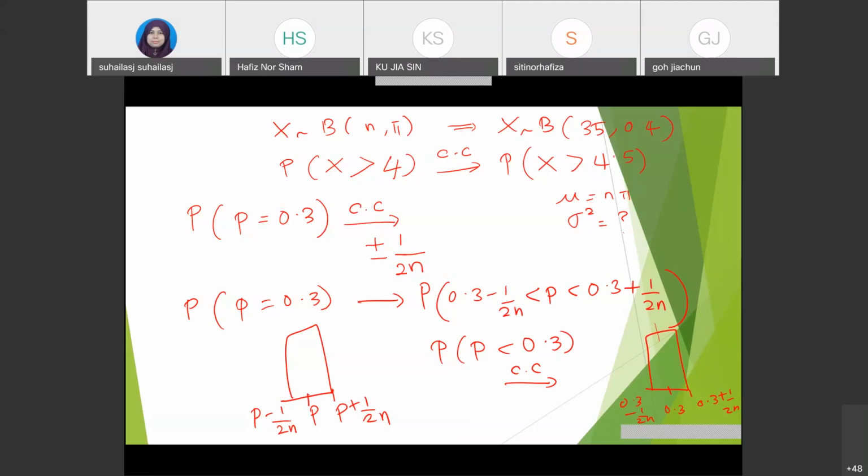Okay, so now P less than 0.3. What you need to think about is that P less than 0.3 does not include this bar. So you only correct here. That means it will become probability P less than 0.3 minus 1 over 2n. For probability P less than, we will correct the continuity correction factor. We will get probability P less than 0.3 minus 1 over 2n.